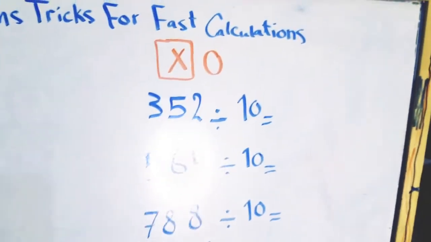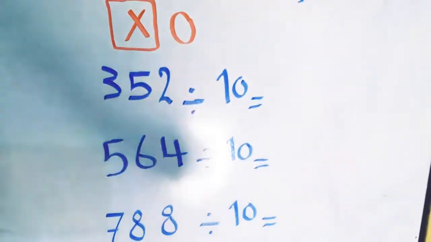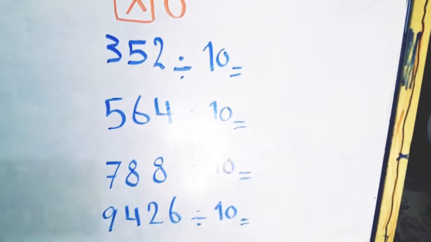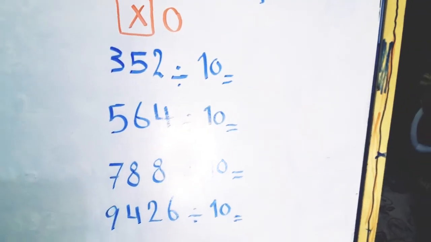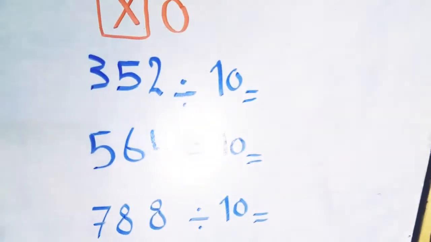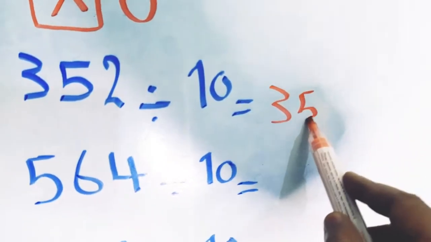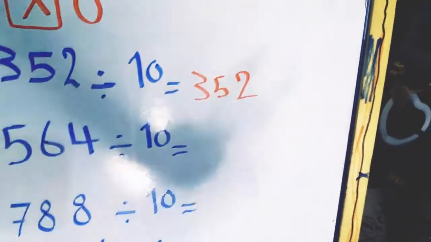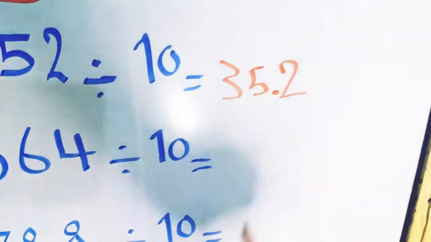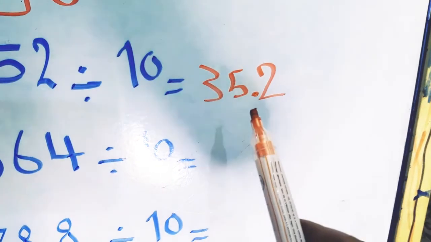What about the other case, in which the dividend does not end with 0 and the divisor is 10? How can we reach the quotient so easily? In this case, the quotient will be in the form of a decimal number. Okay? Here we do one step. What is the step? We take the dividend and write it as it is. But we must count one digit from the right side, then we put a decimal point. So 352 divided by 10 equals 35.2.